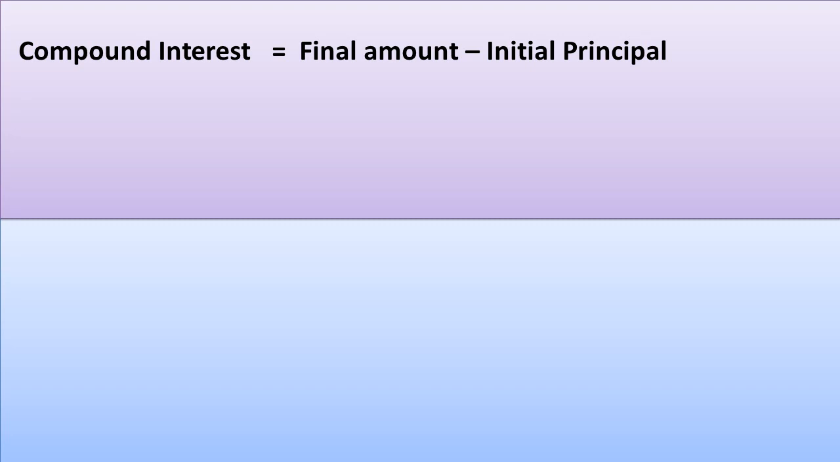The principal amount is given as 4,000. The final amount at the end of the second year, what we have calculated, is 4,665.6. So the difference between the final amount and the initial principal is rupees 665.6. This is the compound interest for a sum of rupees 4,000 at 8% per annum for 2 years. Mark this as result number 2.